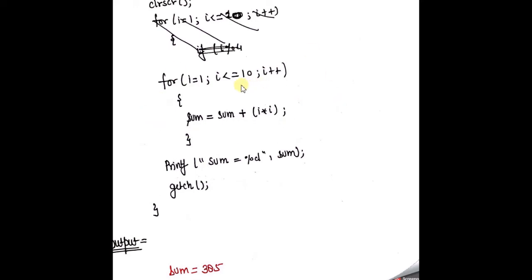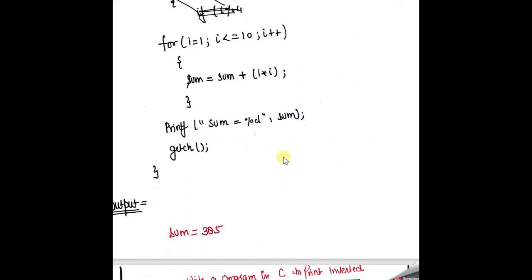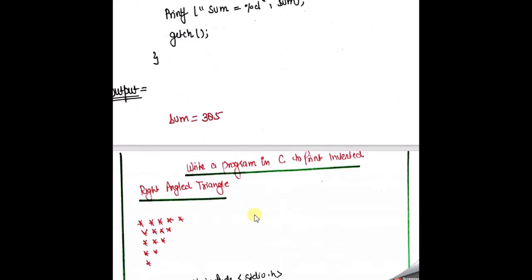In such a manner you calculate till 10 square, and then the resultant value will be displayed with the help of the printf function. Sum is equal to %d comma sum, that means the resultant value of 1 square plus 2 square plus 3 square and so on will be printed here. And the output of that program is 385.